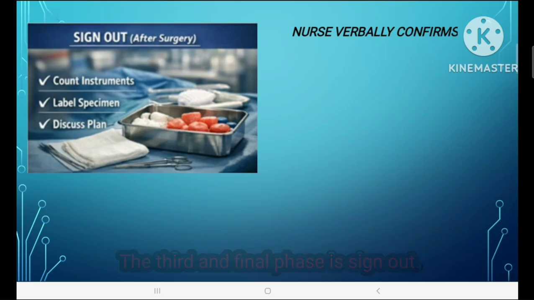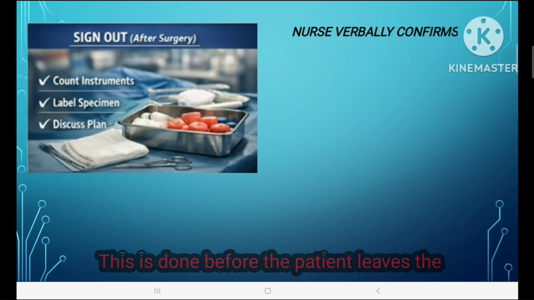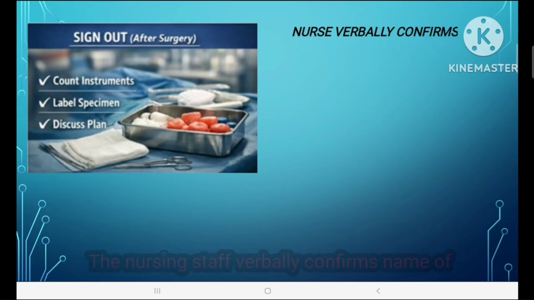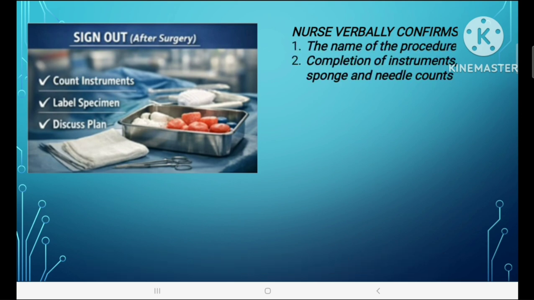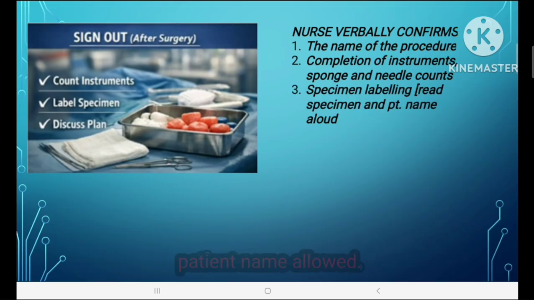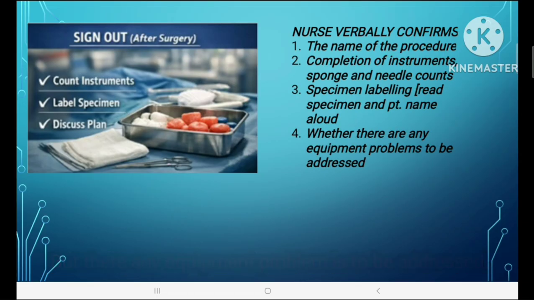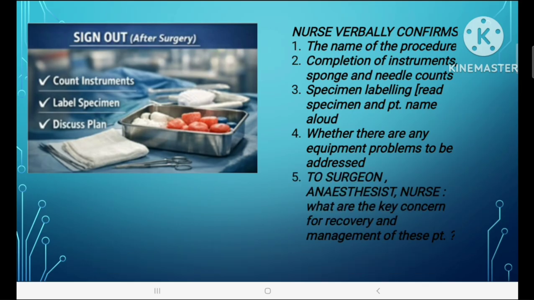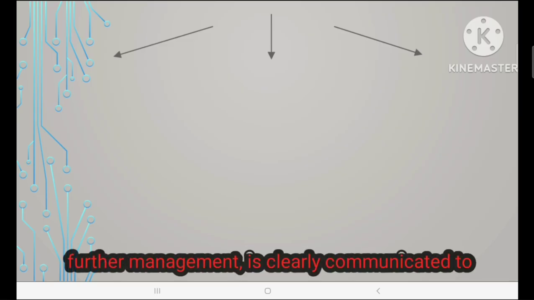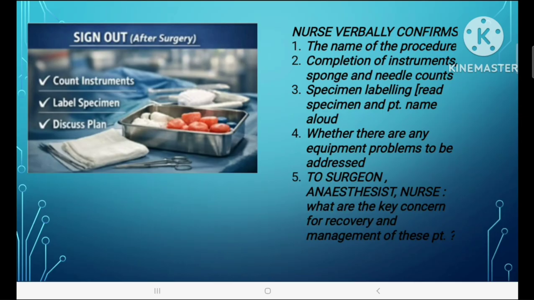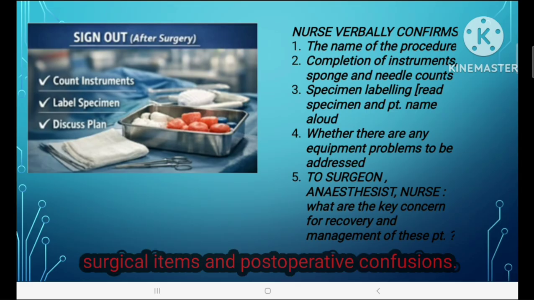The third and final phase is sign out. This is done before the patient leaves the operating room. The nursing staff verbally confirms the name of the procedure, and that instrument, needle, and sponge counts are correct. Specimen labeling is confirmed by reading the specimen and patient name aloud. Whether any equipment problem is to be addressed. The surgeon discusses any intraoperative complications if present. The post-operative plan, including recovery and further management, is clearly communicated to the team. This step is crucial in preventing retained surgical items and post-operative confusion.